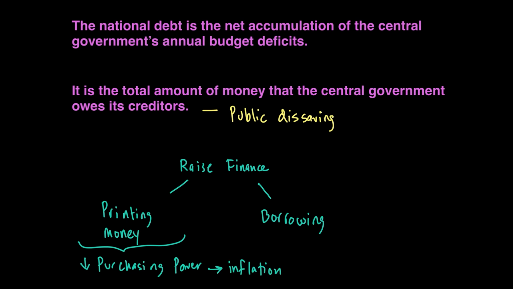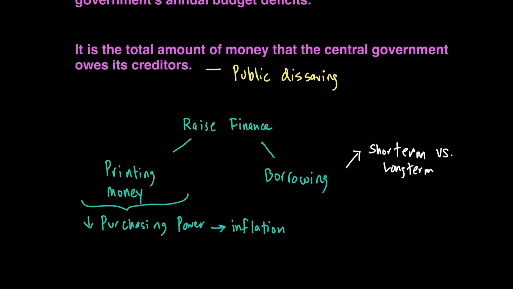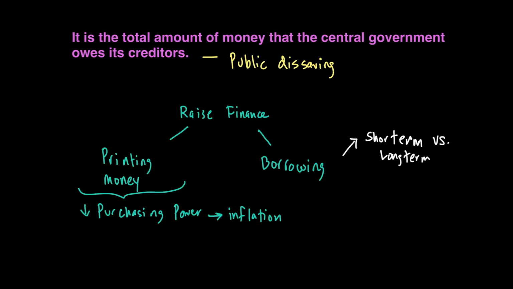On the other hand, borrowing can be short term or long term, and it can also be from domestic sources or foreign sources. One common way for the government to raise this kind of finance is through issuing what we call government securities or government bills, which could be short term or long term. Nonetheless, when the government borrows money, it will increase the size of the national debt, and it may not be problematic unless the government does not have the means to repay this debt.